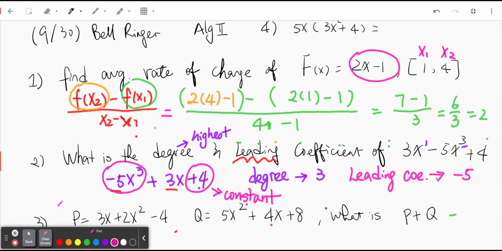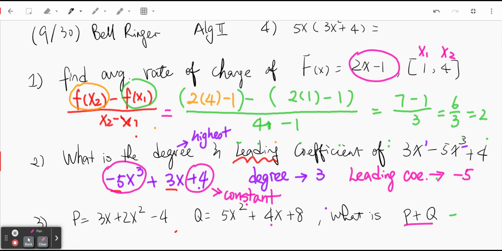Let's take a look at number 3. So far, number 1 and 2, any problem so far? No, very good. If you have a problem, ask me later, okay? So number 3. In number 3, we have 2 expressions represented by P and Q. We talked about it on Monday. When you have 2 expressions and you have to put them together by addition, subtraction, multiplication, or division, all you have to do is put the expressions together. So this should be straightforward.